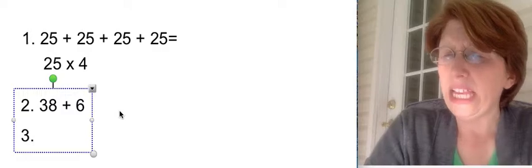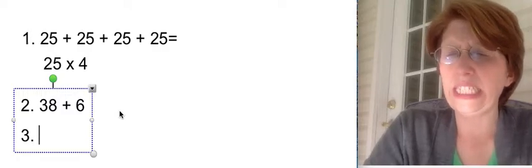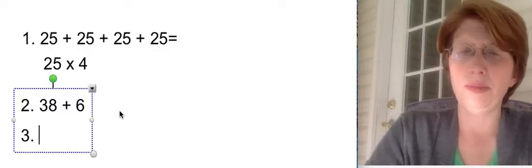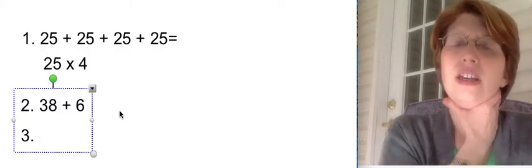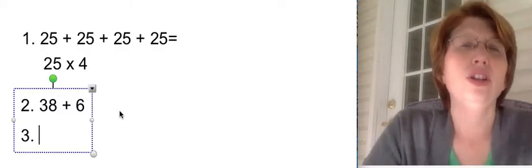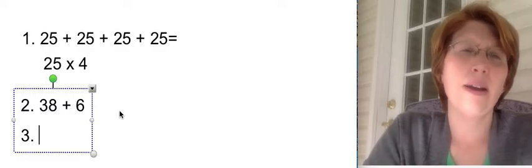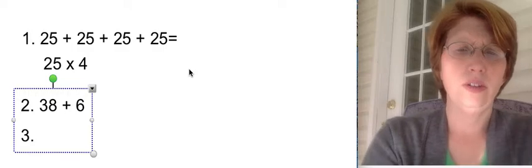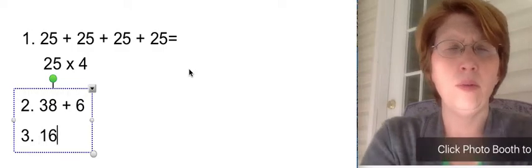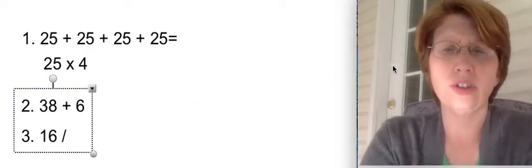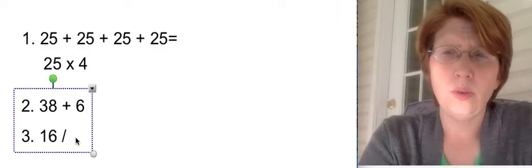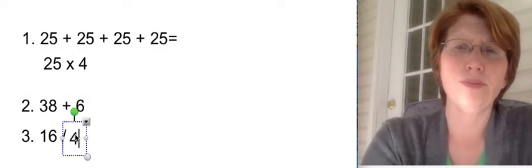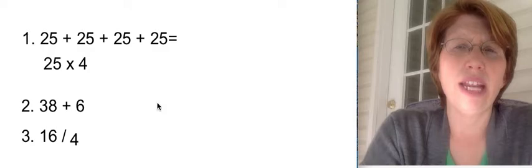Okay, now 3. The customer exchanged 16 quarters for dollar bills. So what they're wanting to figure out is how many dollar bills are you going to get? So what am I going to do? I want to split those 16 quarters into groups of what? Remember, that's my division sign. I'm going to split those 16 quarters into groups of 4. So 16 divided by 4.